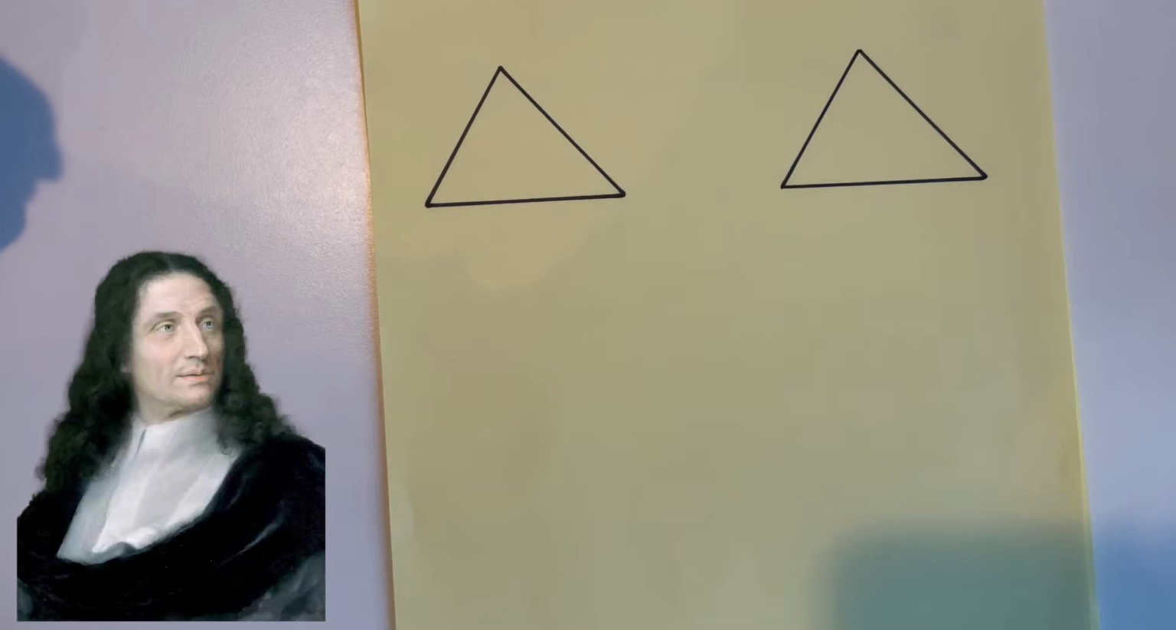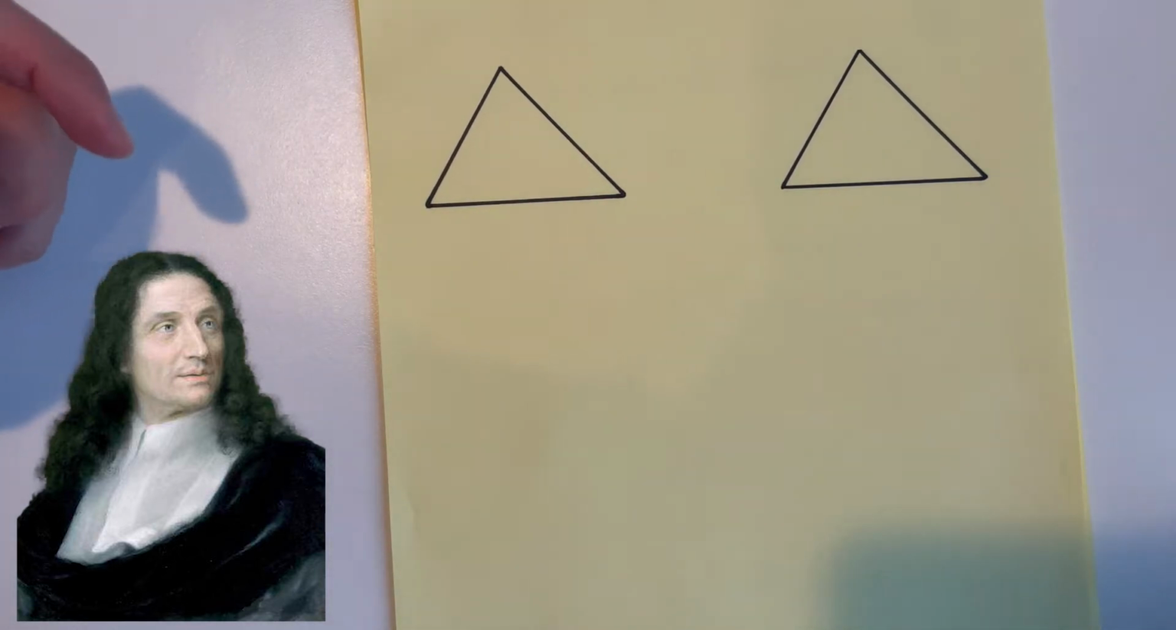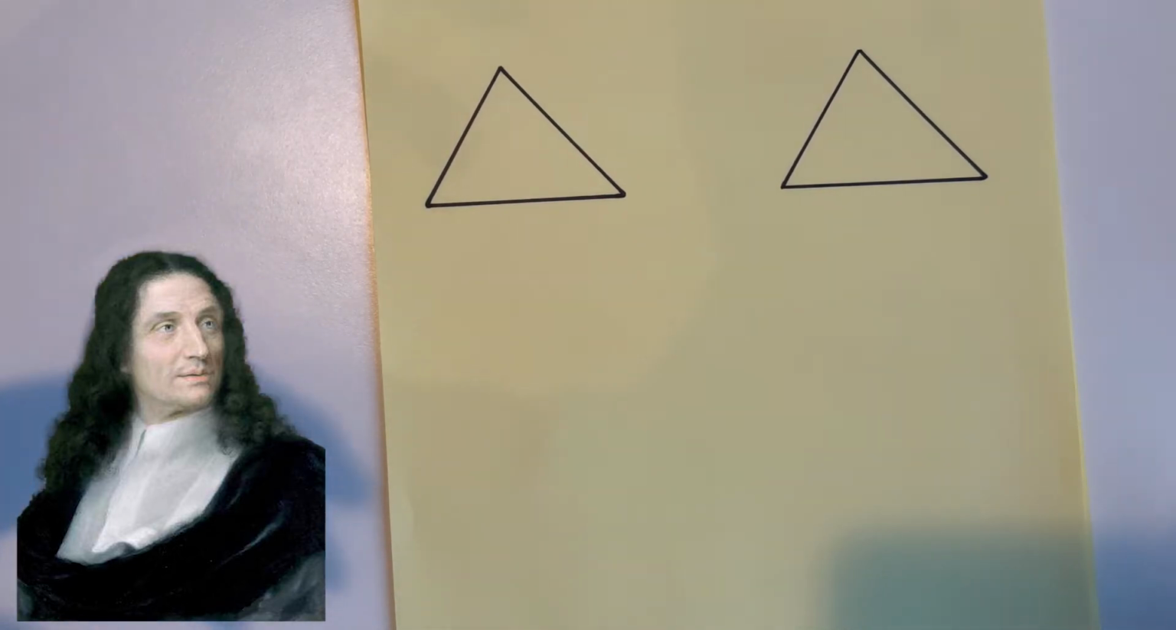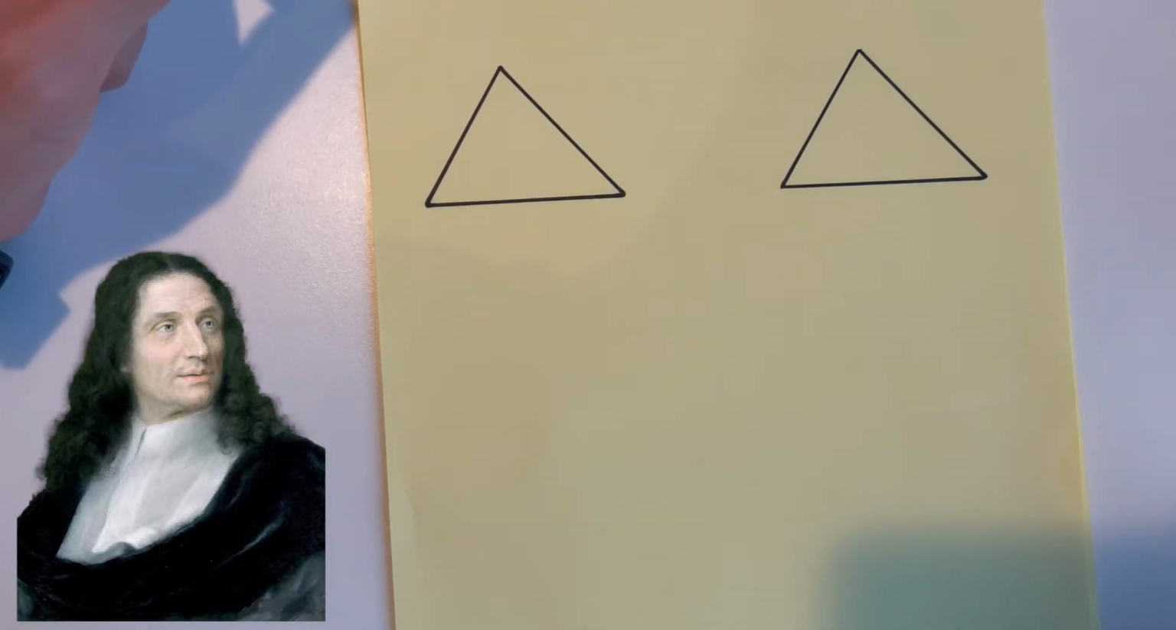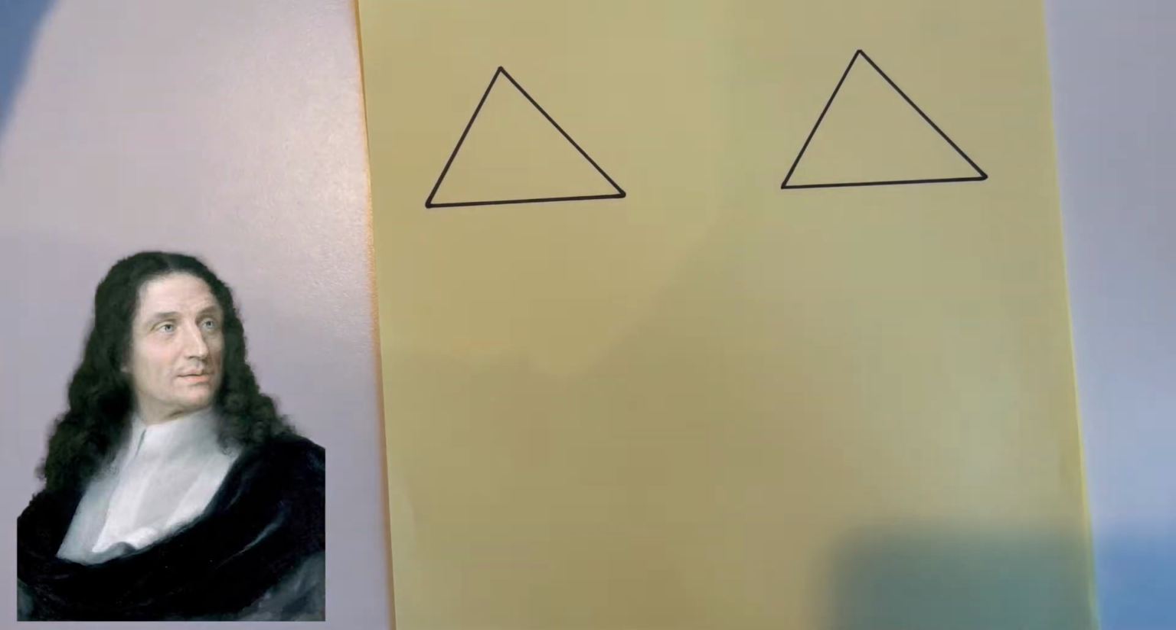In this video, we are going to see what the Viviani theorem is, how we can prove it, and how we can use it. Based on the Viviani theorem, the sum of the distances from any interior point, let's say P, to the sides of an equilateral triangle is equal to the height of that triangle.